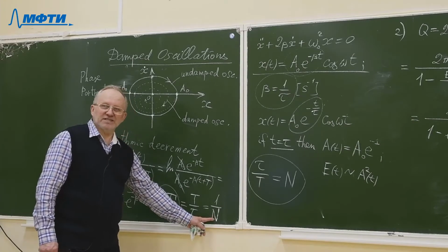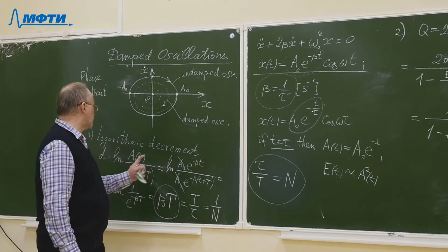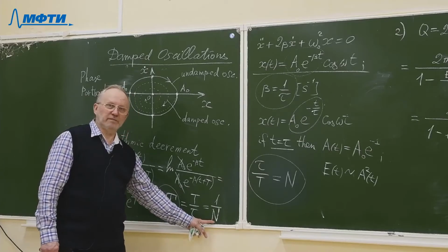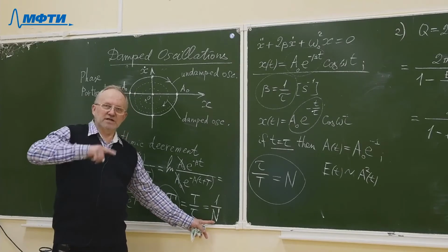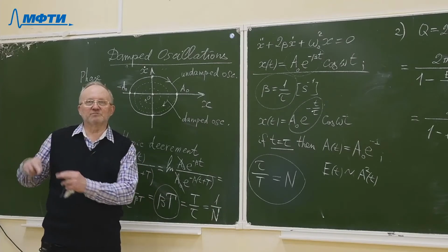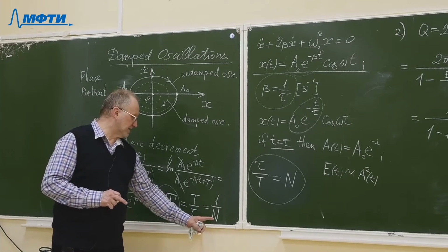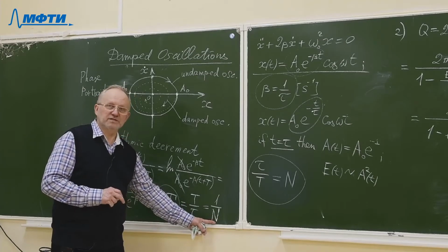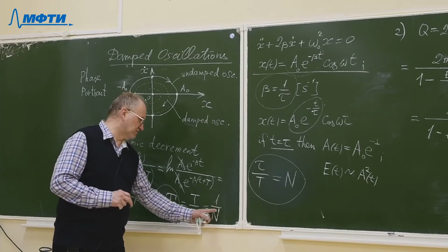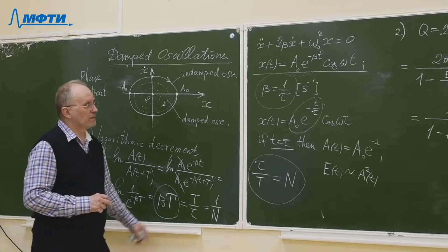If oscillations are slightly damped, that is, the damping coefficient is small, beta is small, then this number of oscillations will be very high. The system will oscillate thousands of times before the amplitude decreases by a factor of e. So this is a very small quantity if the damping coefficient is small. If friction is small, then the number n will be very large and this quantity beta tau, beta T, will be very small.